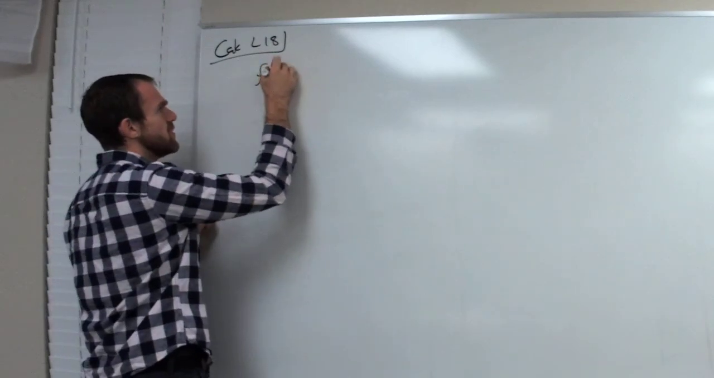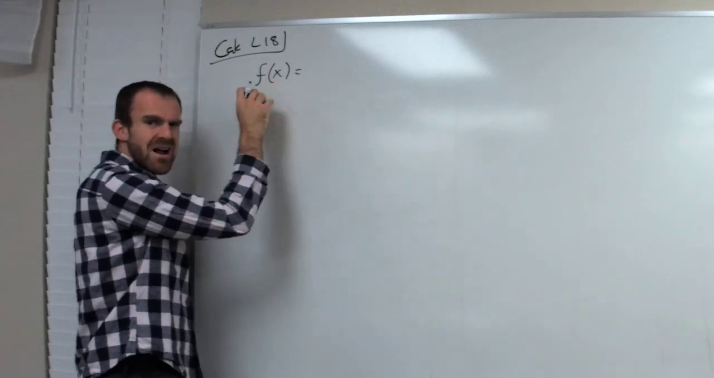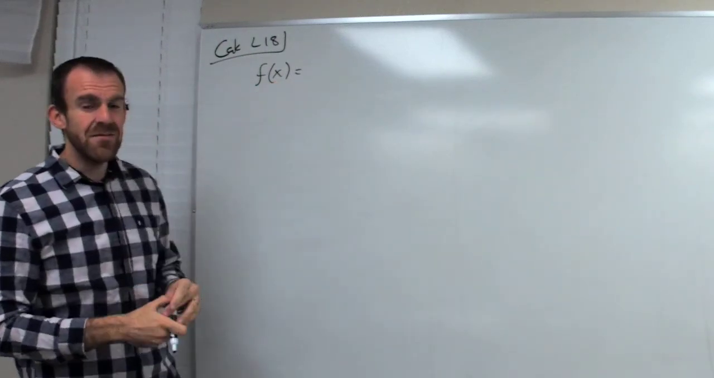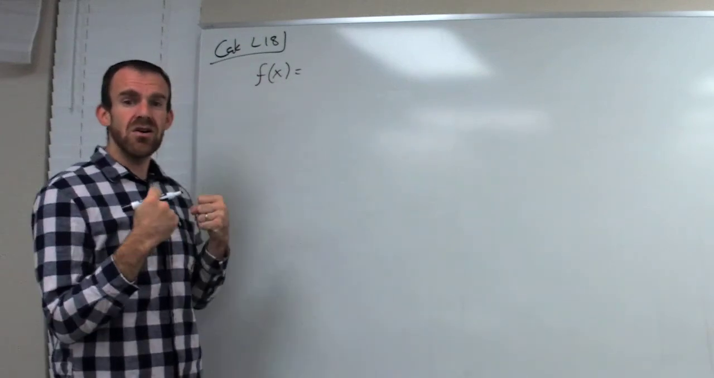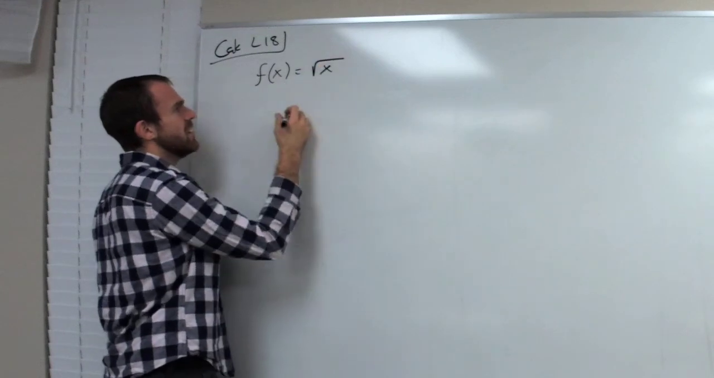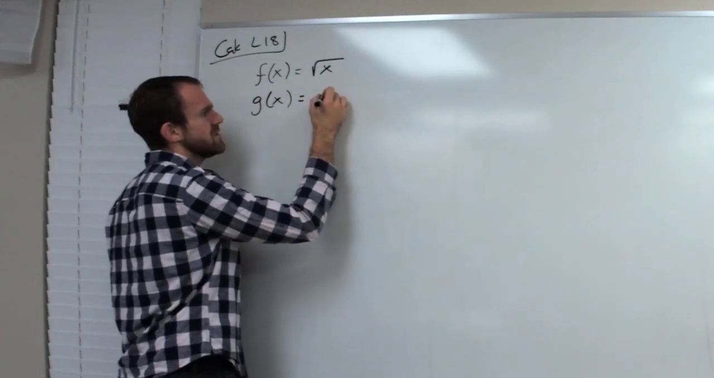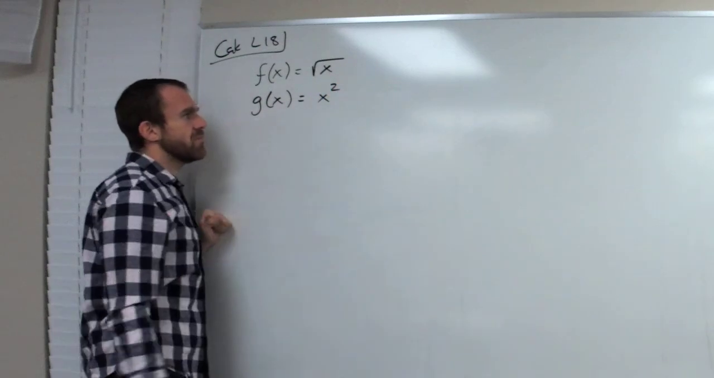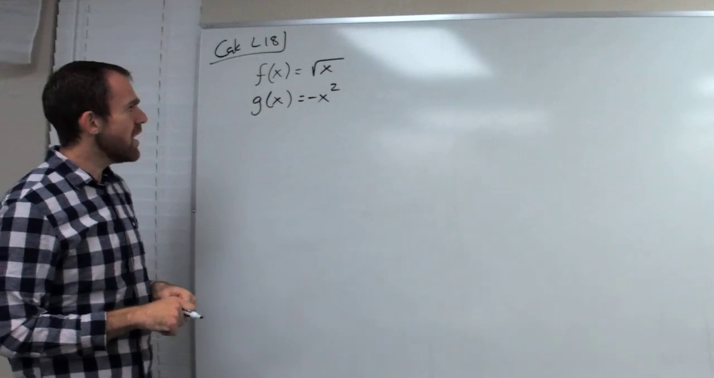But let's define a function f of x. Remember, f of x is not f times x. It's saying the function's name is f, and it's receiving an input called x. Let's call f of x the square root of x. Let's call g of x negative x squared. Okay? We'll make it fun.